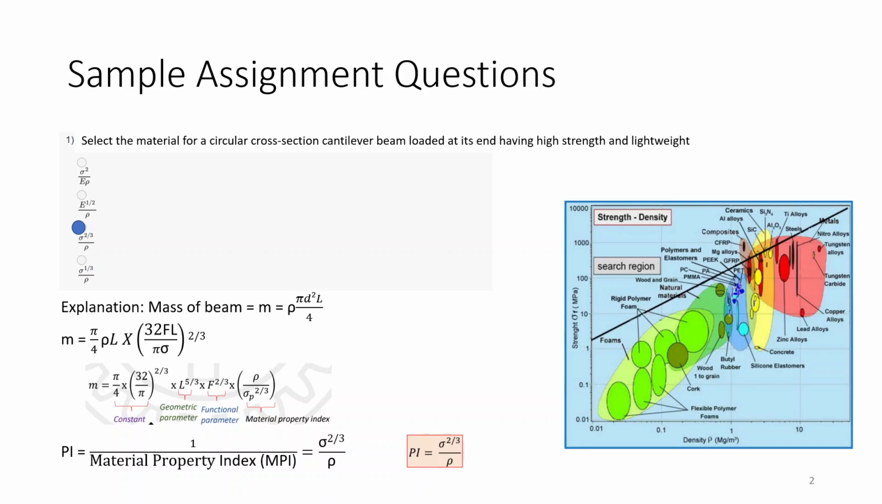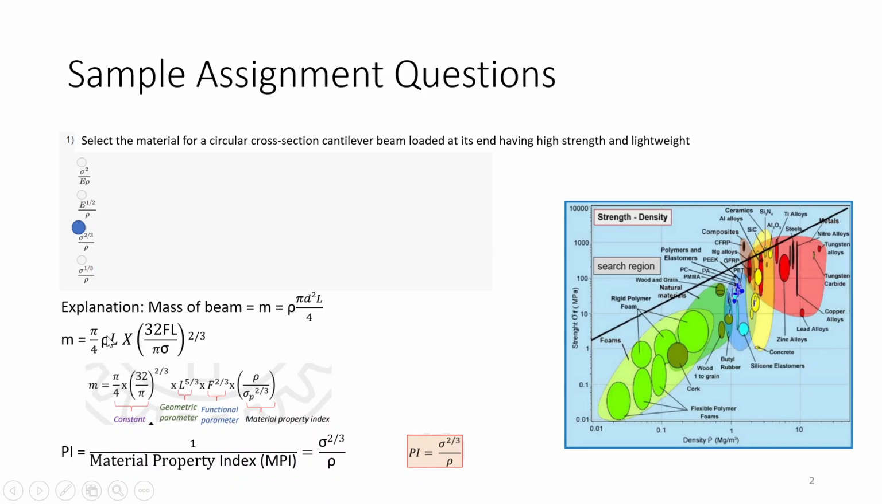So now you can write this d square as the other equation as well. So it will be 32 FL upon pi sigma. So here rho is density, d is diameter of beam, L is length. Here F is your applied force, L is length. It is in terms of deflection. And pi upon sigma, sigma is strength of material.